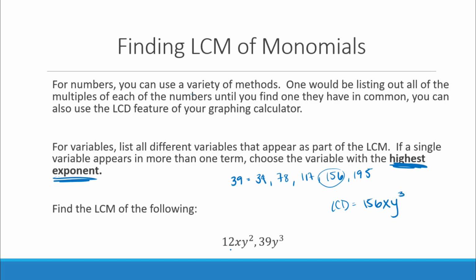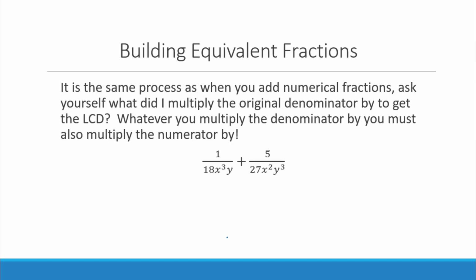Now, I will say your graphing calculator can help you out with the number piece of this. So if you go to math on your graphing calculator and you scroll over to num, you should see LCM listed there. If you hit LCM and you put in 12 and 39, then it should give you 156.